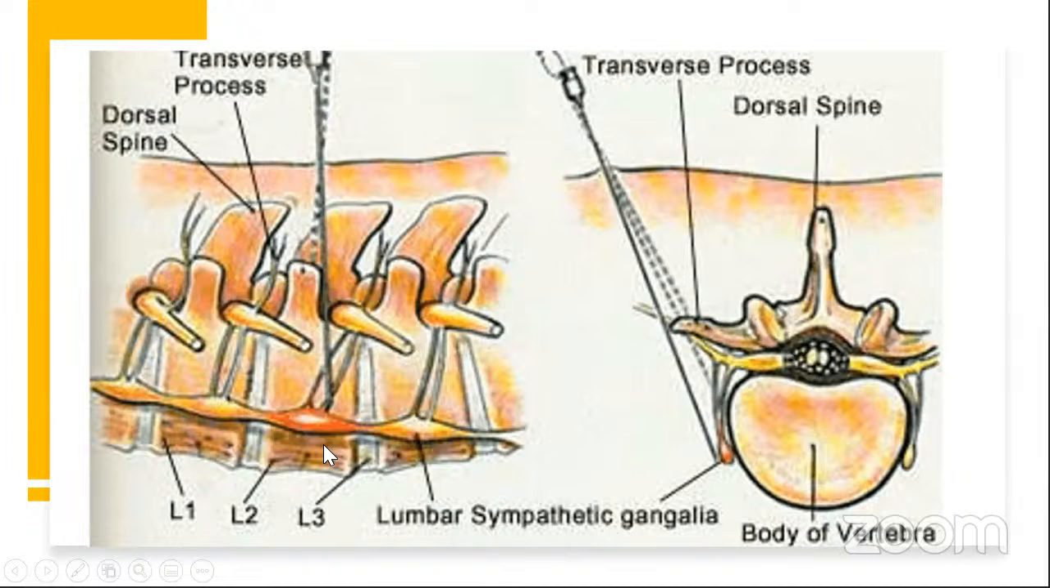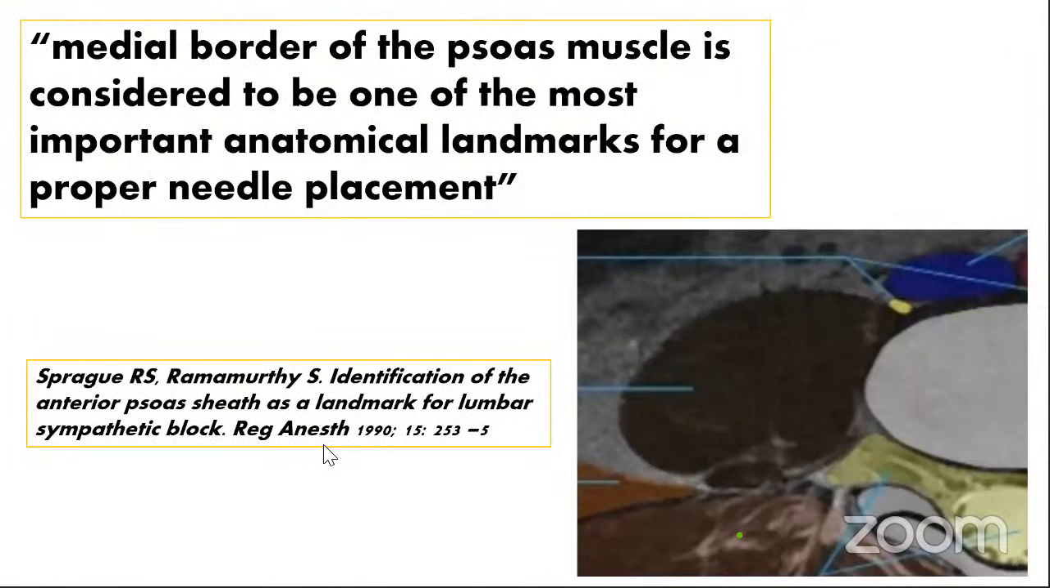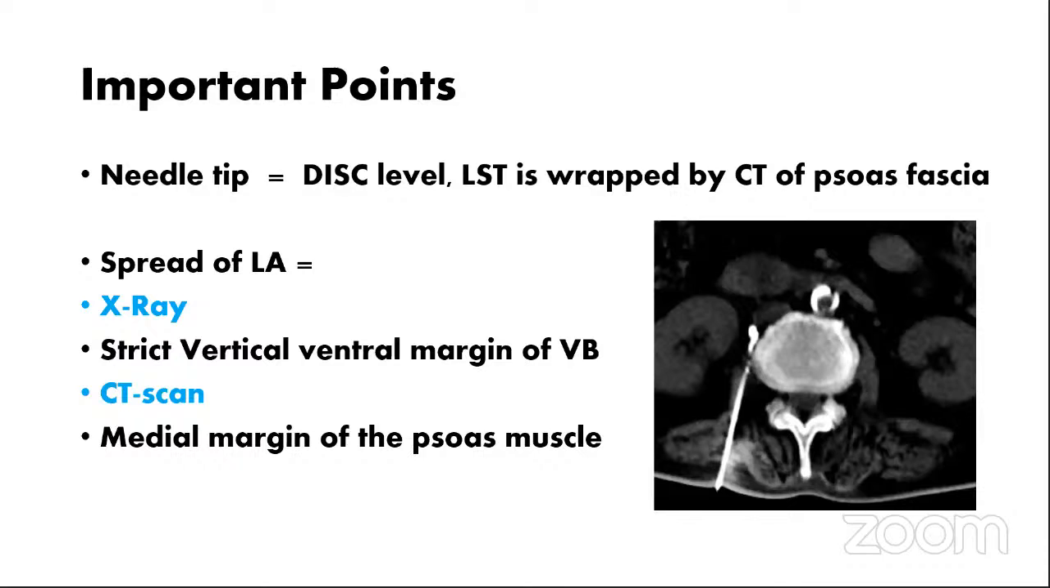So the medial border of the psoas muscle is considered to be one of the most important anatomical landmarks for a proper needle placement, as mentioned by these authors. So this is the lateral border of the psoas, this is the anterior border, and this is the medial border. And the needle placement has to be in this particular area, just behind the inferior vena cava on this side, and the aorta on the other side. And the needle placement is just by the side of the lateral aspect of the vertebral body.